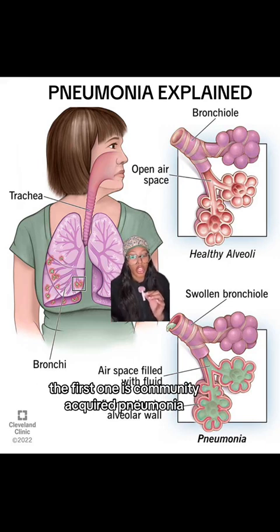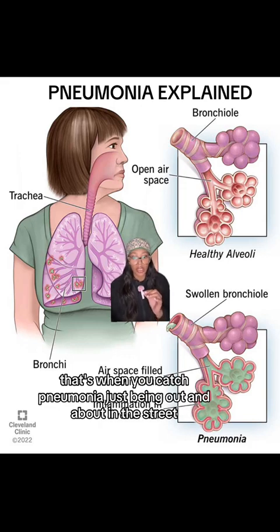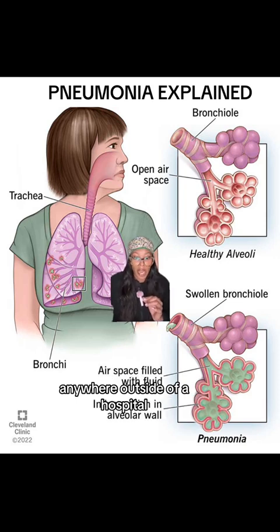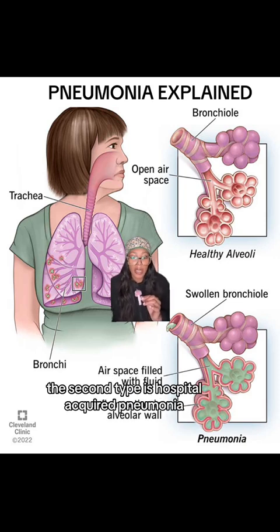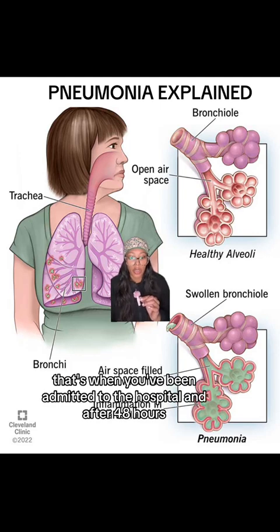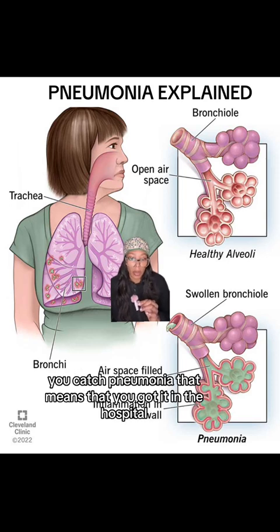The first one is community acquired pneumonia. That's when you catch pneumonia just being out and about in the street, anywhere outside of a hospital. The second type is hospital acquired pneumonia. That's when you've been admitted to the hospital and after 48 hours, you catch pneumonia. That means that you got it in the hospital.